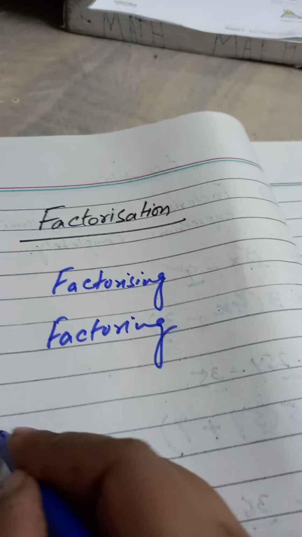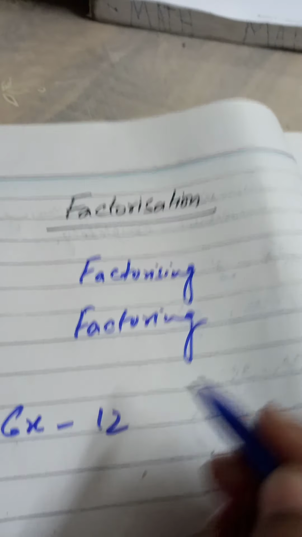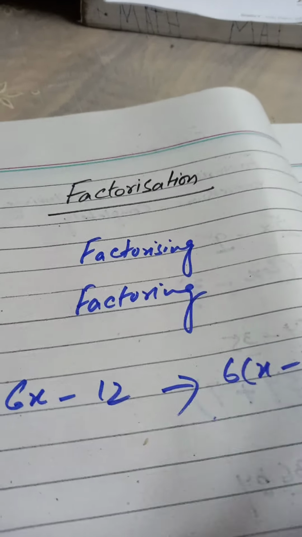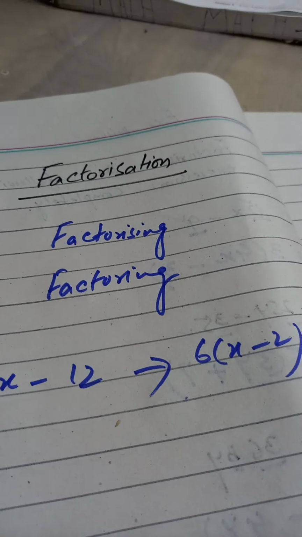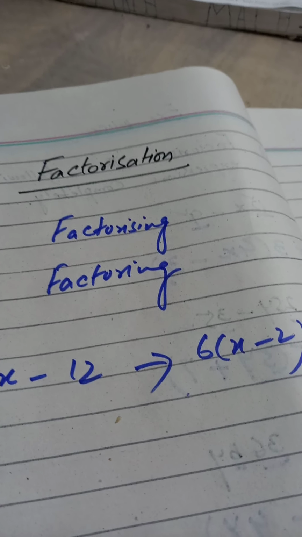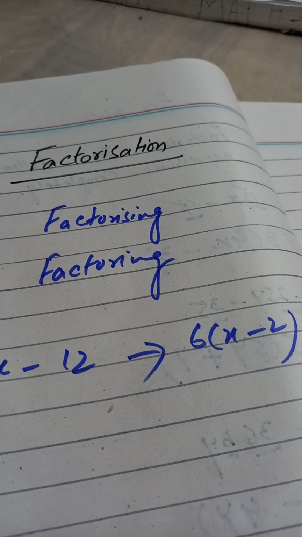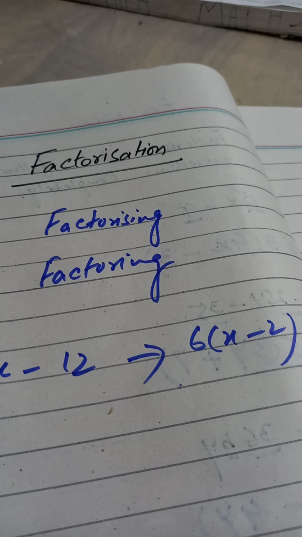Now we have an expression 6x minus 12. We write it as 6 into x minus 2. The expression is in a bracket, and we say it is factorized. Let us discover what it means and how to do it.